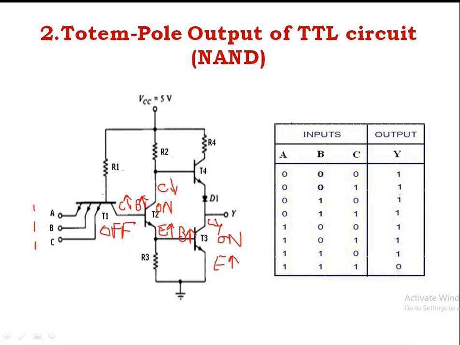Now we'll go back to T4. Once the collector voltage is low, the base voltage is also low. Once the base voltage is low, this transistor is off. Once this transistor is off, the collector will be high and the emitter will be low. Emitter low means the diode will not be able to conduct, so there will be a discontinuity here. Now the collector voltage of T3 is your output. The collector voltage is low, so you get a low voltage. That is why you are getting zeros.